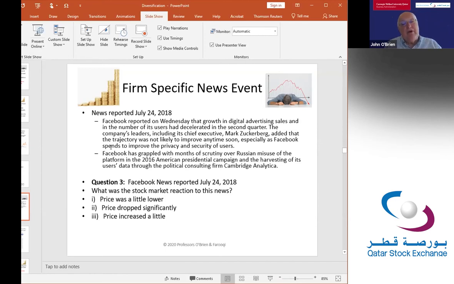So in other words, they announced their growth is slowing down, and further announced that this is likely not to improve anytime soon. Facebook has grappled with months of scrutiny over the Russian misuse of the platform in the 2016 American presidential campaign, and the harvesting of users' data through political consulting firm Cambridge Analytica. That was that firm in the UK. So all this news came out about Facebook on the one day, July 24th, 2018.